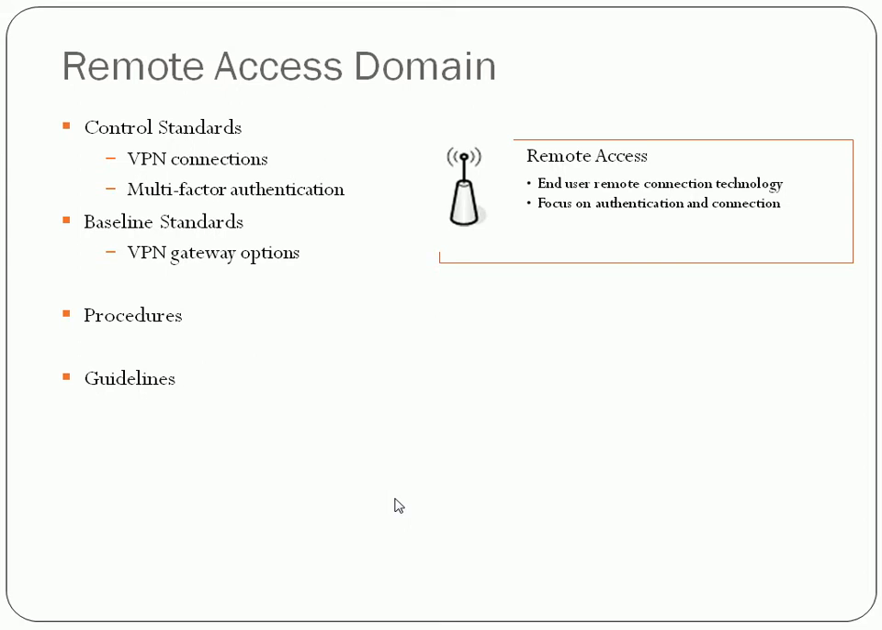So you could say that we're going to use Cisco VPN software or some kind of SSL gateway like Citrix or something like that. You could talk about the different VPN client options. You could talk specifically about different multi-factor authentication options like RSA keys and things like that. And then for procedures, we talk step by step about how to configure all this stuff. So a great example of a procedure for the remote access domain would be step by step how to configure the VPN client.